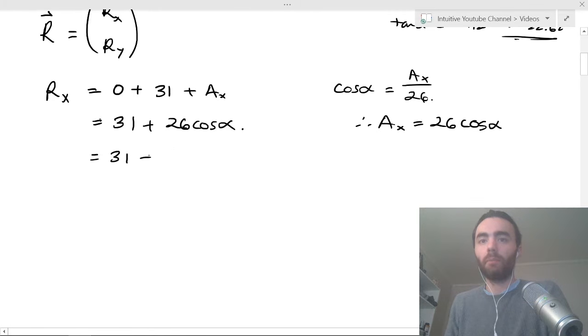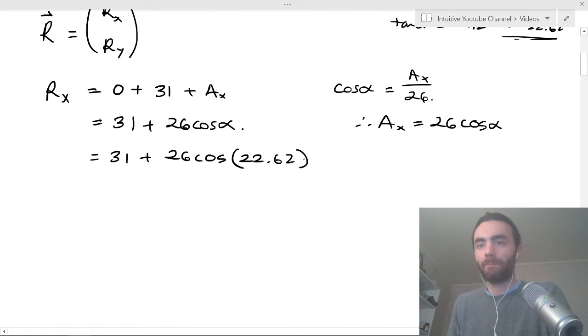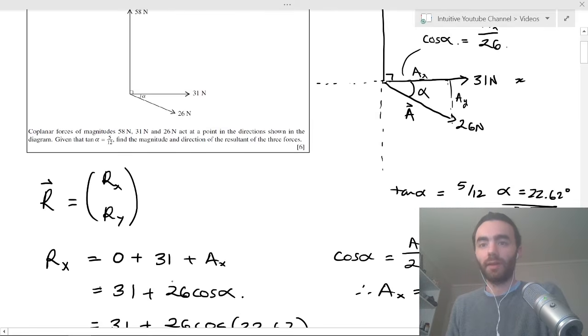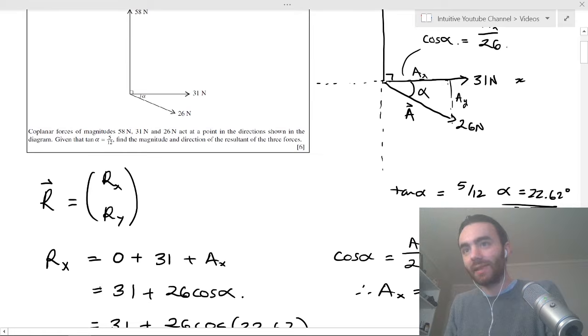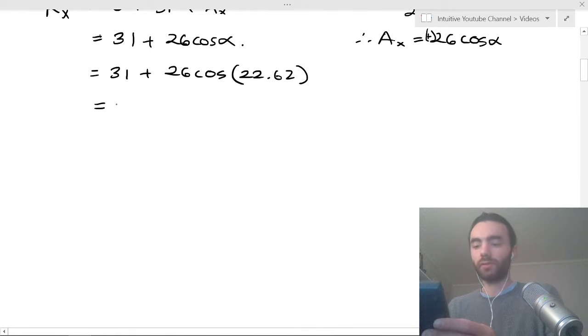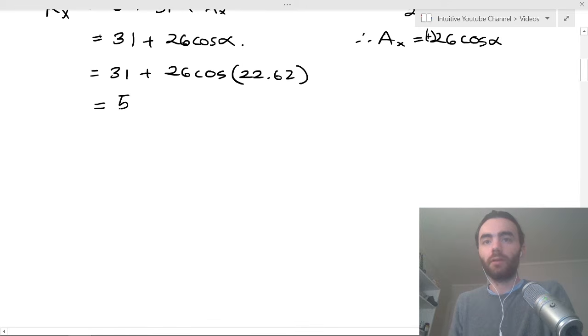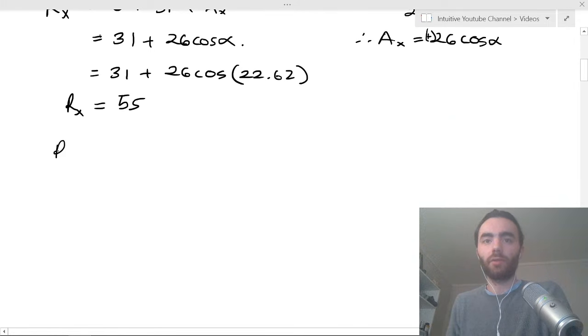Okay, so this equals 31 plus 26 cos of alpha, which is 22.62. Again, this is plus as well. This is just important to know. This is plus because this ax is acting in the positive x direction. So this is cos, and that comes to 55. So the x component of our resultant vector is 55.